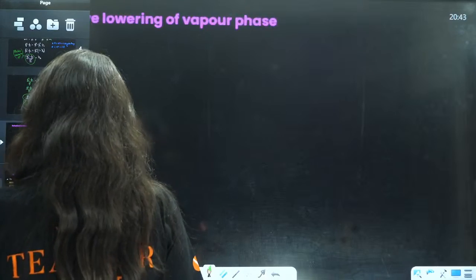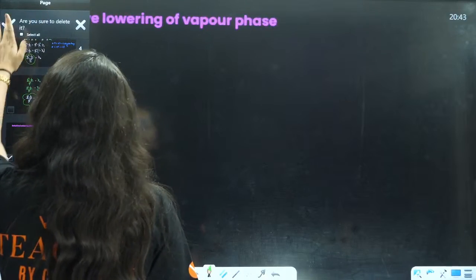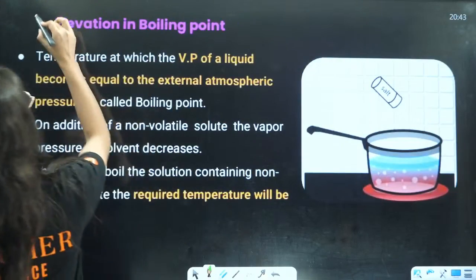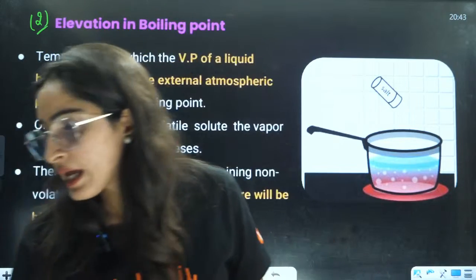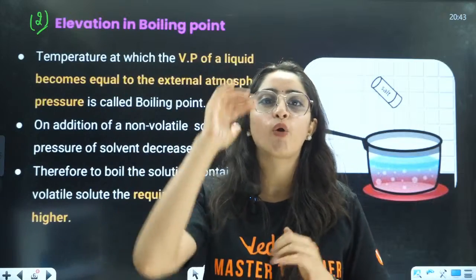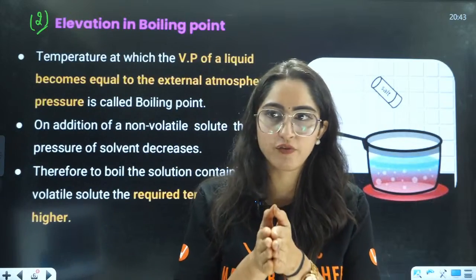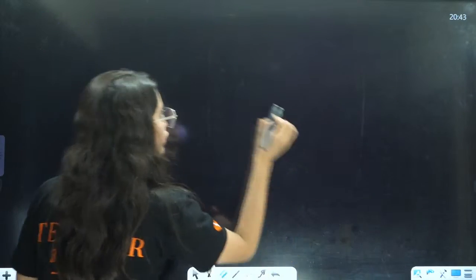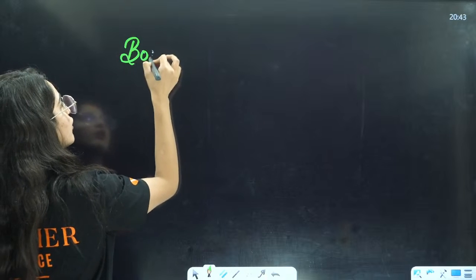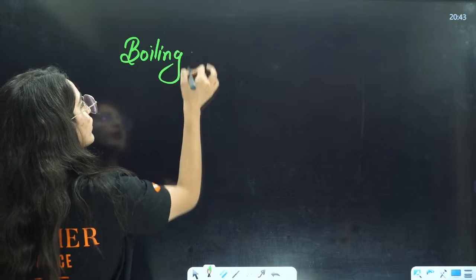Simple. Wait a minute. Now, next colligative property, the second colligative property, is elevation in boiling point. If you talk about elevation in boiling point, let us talk about vapor pressure first, right? Okay, before that, tell me what exactly is boiling point. What do you mean by boiling point?